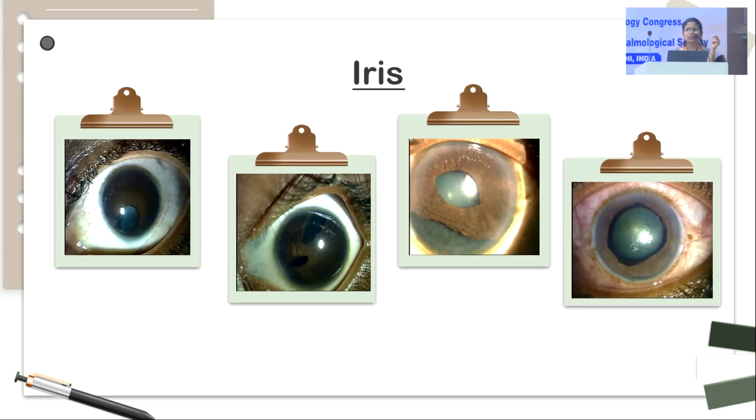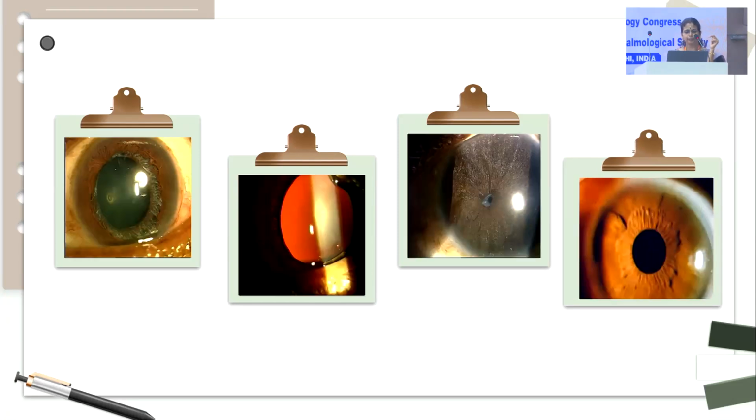In the iris, the abnormality which should be sought is the coloboma. In progressive iris atrophy, you can have polycoria. In any trauma case, a D-shaped pupil and iridodialysis should be sought. And in the pupil, if you have any ectropion uveae, that should be noted.